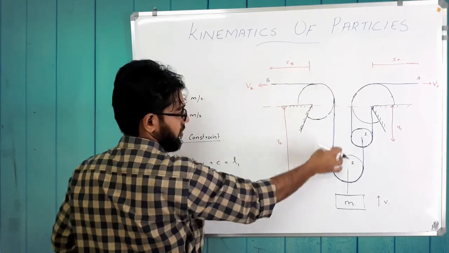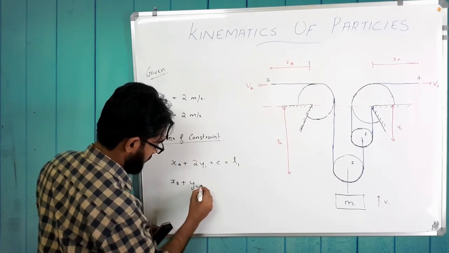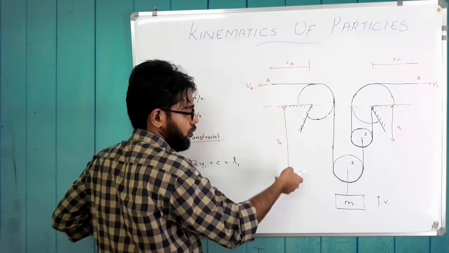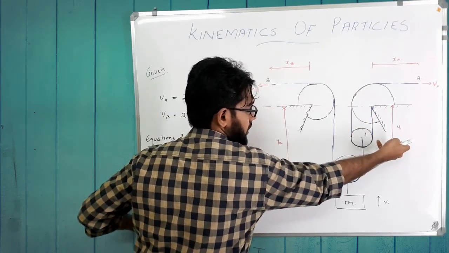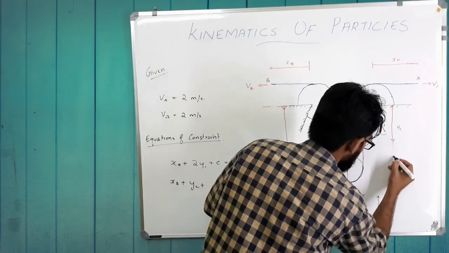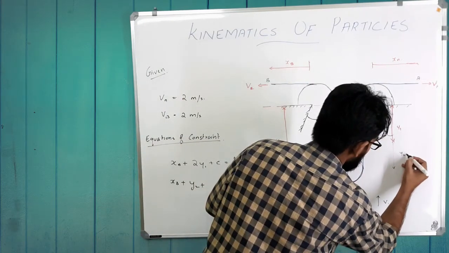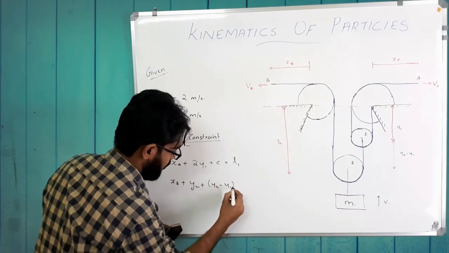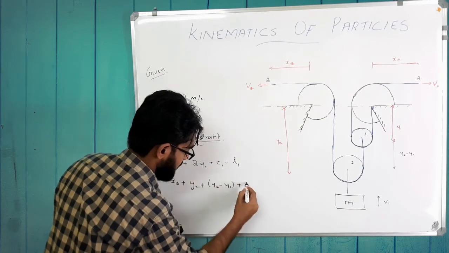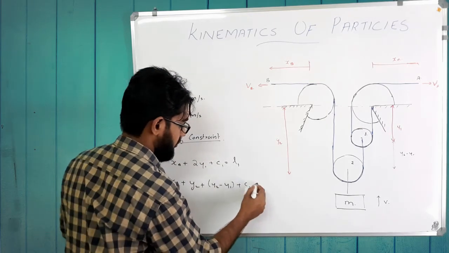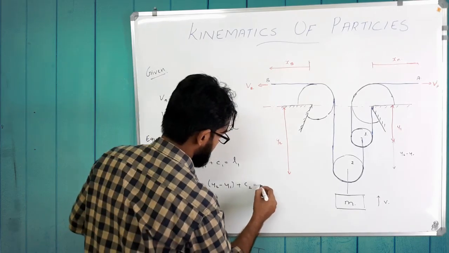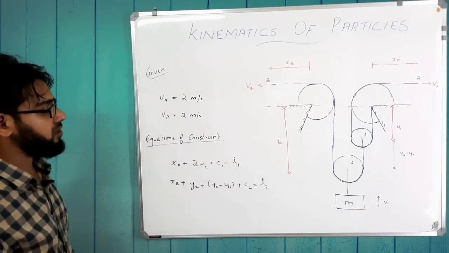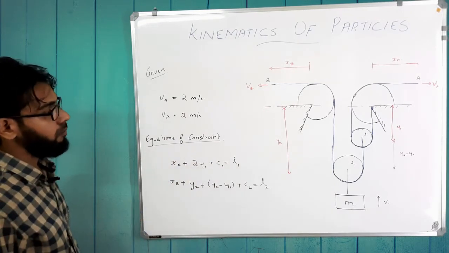Now, for the second equation of constraint, you can see that XB plus Y2 plus this segment will be equal to Y2 minus Y1. So plus Y2 minus Y1 plus some constant, say C2. It doesn't matter even if you don't write it, it will be equal to L2. So these are the two equations of constraint for this problem.